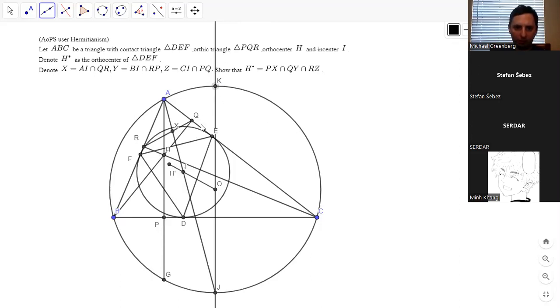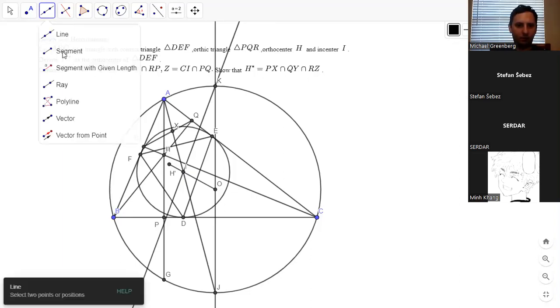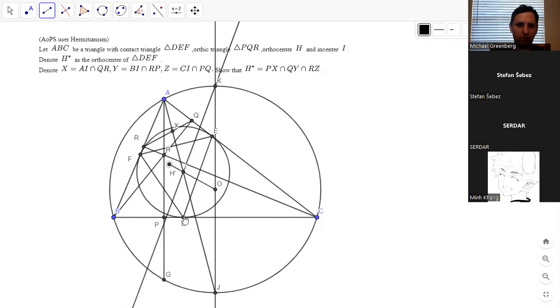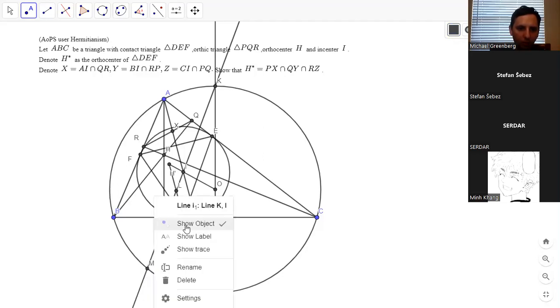I only know that IK passes through the midpoint of DH prime. IK the midpoint of DH prime? Yeah. That's interesting. And that is the point of inversion of the mixed linear incircle touch point about the incircle. Okay. That is useful.